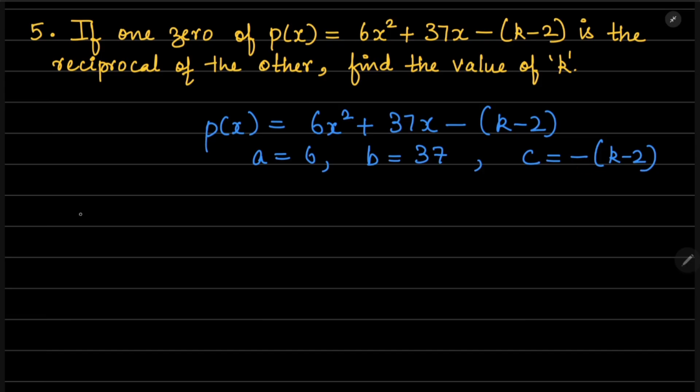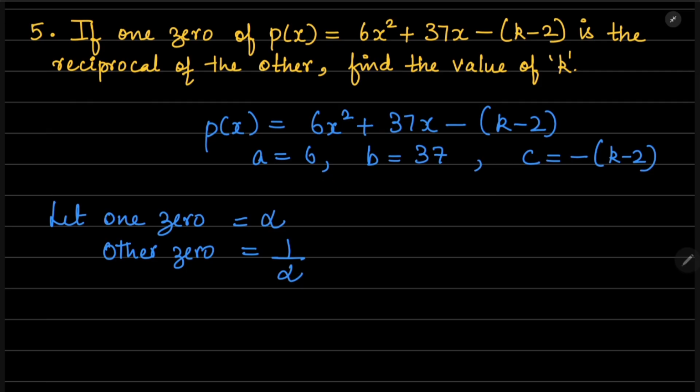Now, here it is a little different. So let one zero of the polynomial be alpha. So the other, what is it given? If one zero is the reciprocal of the other. What do you mean by reciprocal? Reciprocal means if one is alpha, the other one is 1 by alpha. You have to find the value of k.